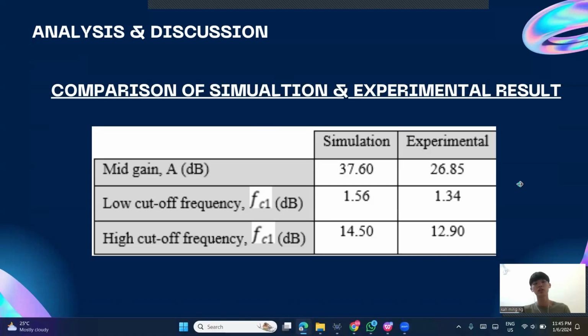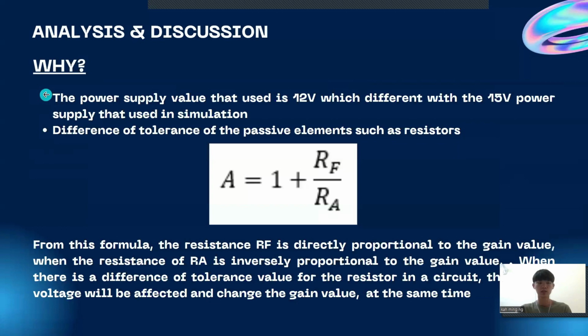We have also done a comparison of simulation and experimental results. So you can see here is a big difference in the value of mid gain between the simulation and experimental result. So here's the reason. The power supply that we use is 12 volts, which differs from the 15 volt power supply used in simulation. The difference of tolerance of the passive elements such as resistors is also a reason why the result is like that.